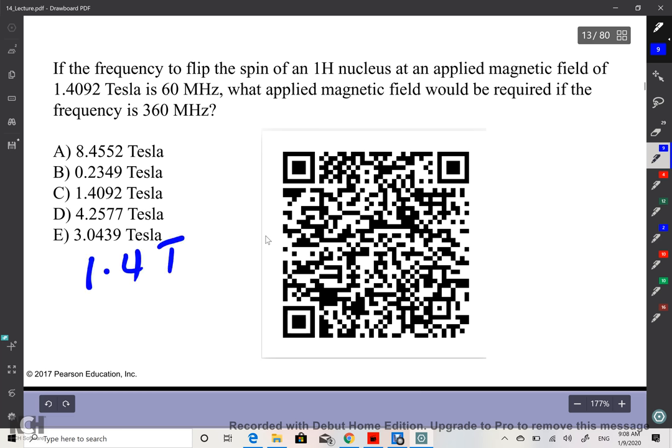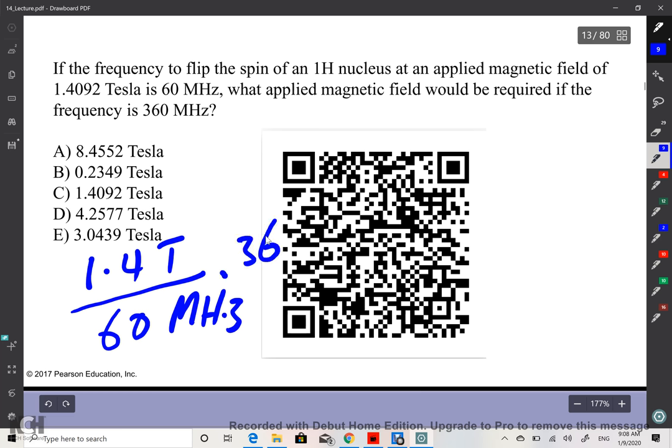1.4 T divided by what is it? 60 megahertz, multiplied by 360 megahertz. Does that make sense? So the megahertz will cancel the megahertz and your answer will be Tesla. Is that okay? You do that and it gives you A as the answer.